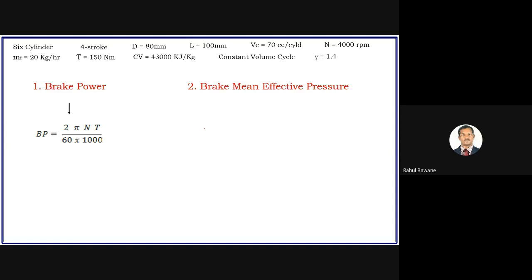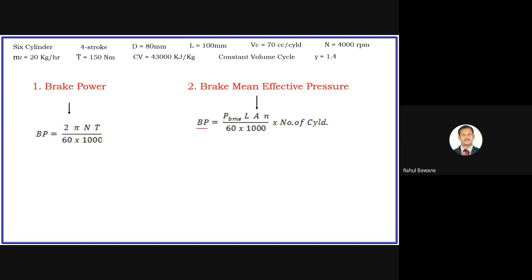Now the second is brake mean effective pressure. How to calculate brake mean effective pressure? Indicated mean effective pressure means the overall constant pressure which is assumed to develop the same pressure inside the cylinder. But when we are talking about brake mean effective pressure, we have to use the indicated power formula where we replace indicated power by brake power.